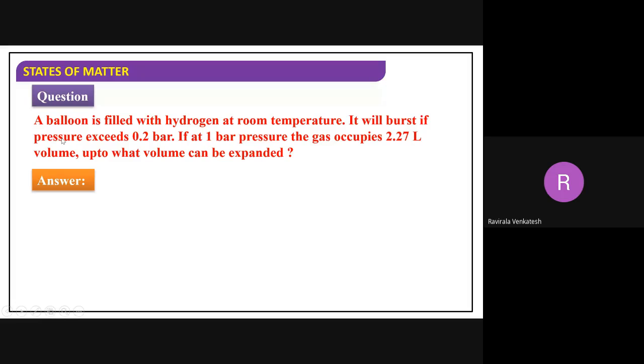Now I am doing this problem. You complete that problem on your own, no problem. A balloon is filled with hydrogen at room temperature. That means temperature is constant. It will burst if pressure exceeds 0.2 bar. If at 1 bar pressure the gas occupies 2.27 liter volume, up to what volume can it be expanded?